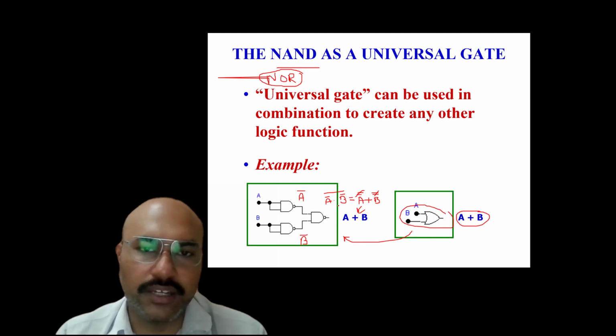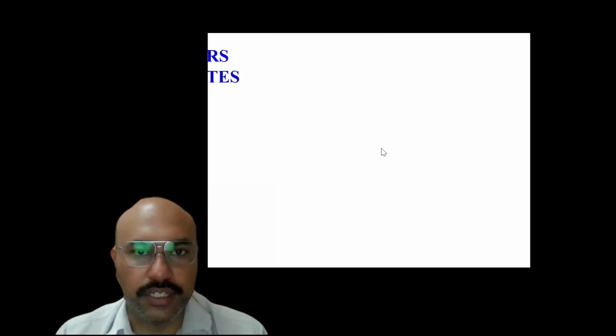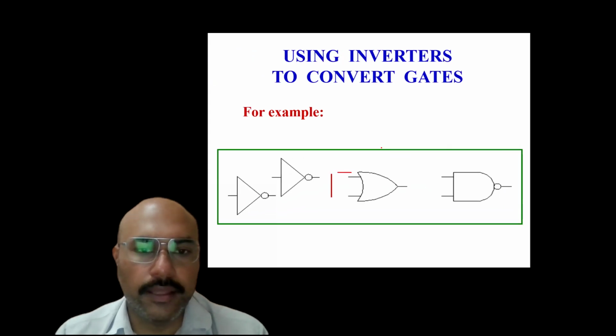And that's why it is called a universal gate. Oh, sorry, universal gates. And not only this NAND gate, you can also use NOR gate to implement any of the logic gates or logical expressions. Here, using inverter, you can convert gates also.